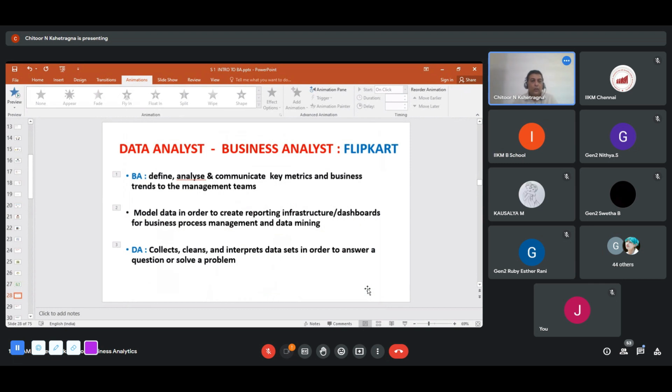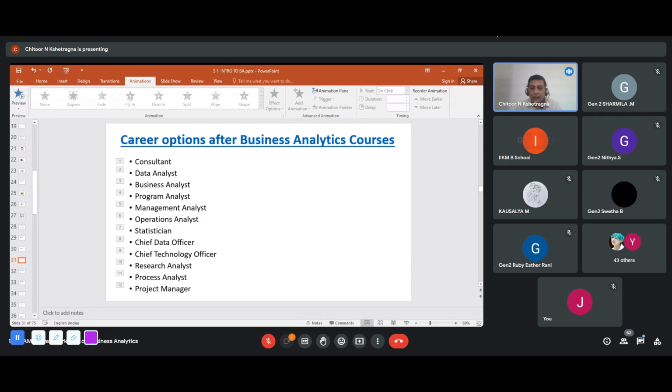Right? Okay. So I'm just giving an example of what a job would be for a data analyst and business analyst in Flipkart. So now let's look at what the career options are after a business analytics course.